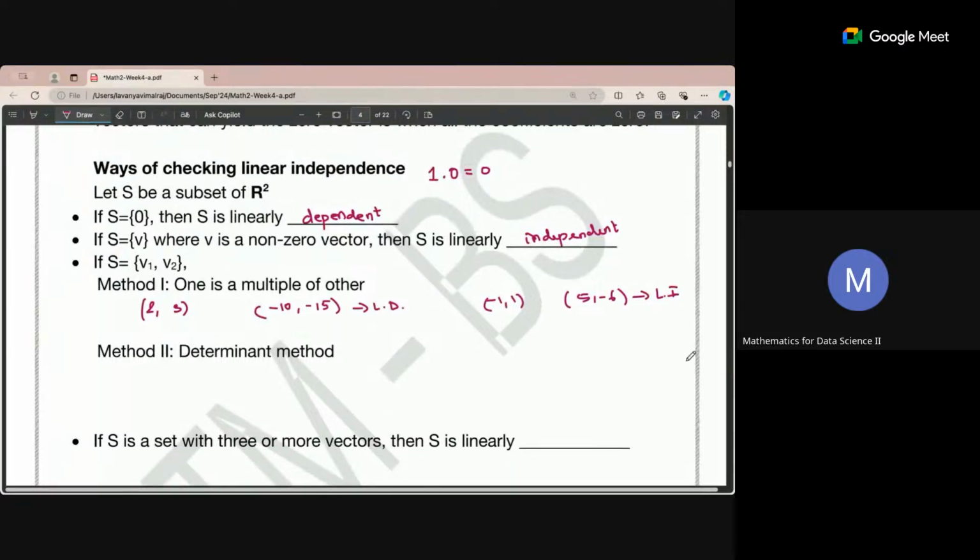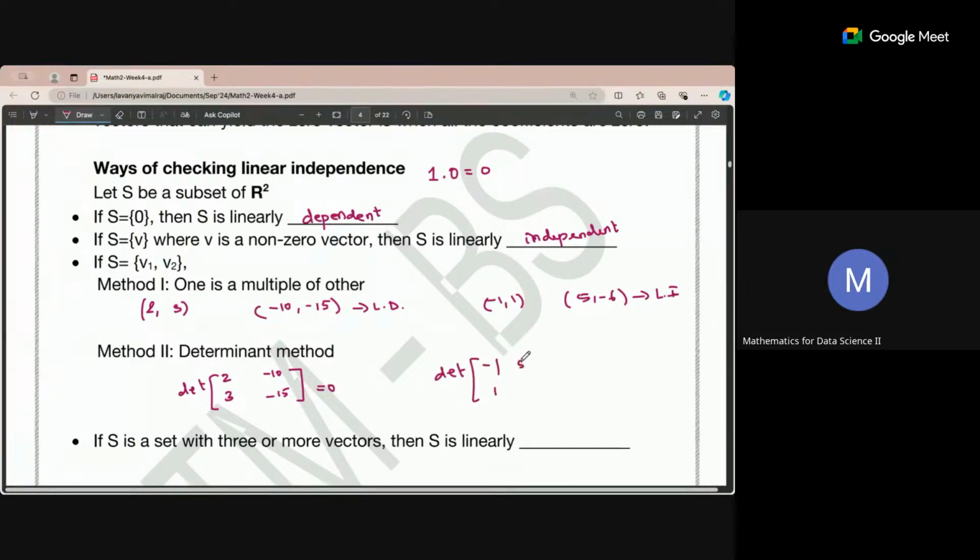And the next method is the determinant method. Obviously for R2 you don't need this method, but you should know that this method is there. So let us consider the same vectors now in matrix form. What is the determinant of this matrix? 0.